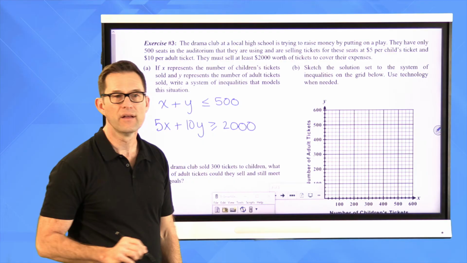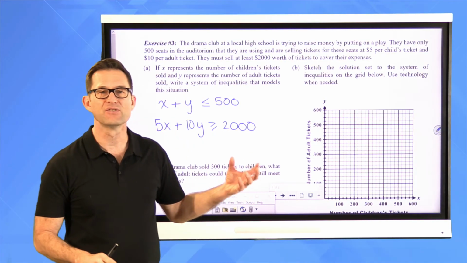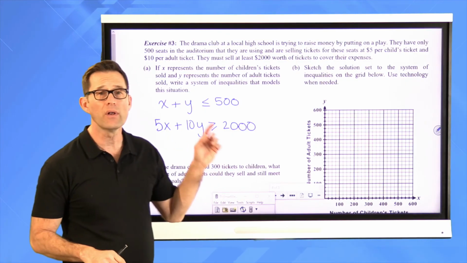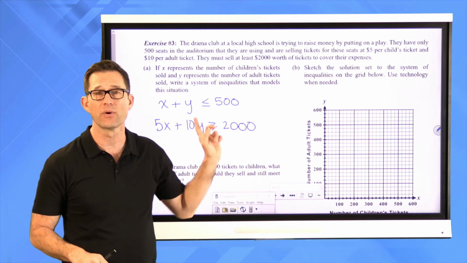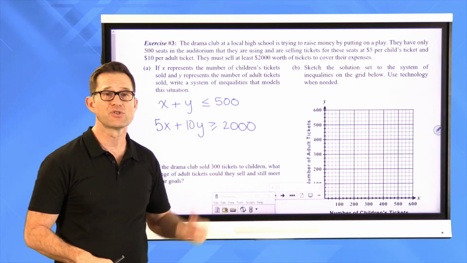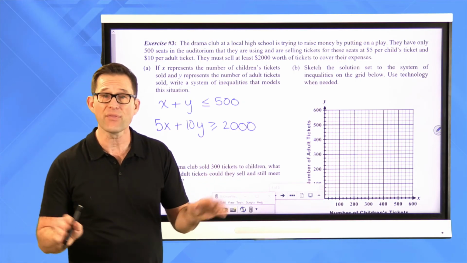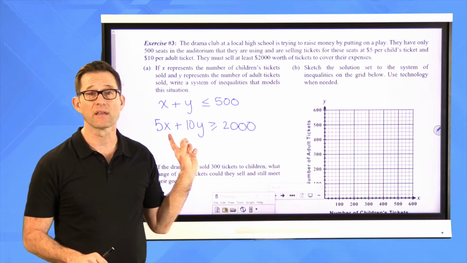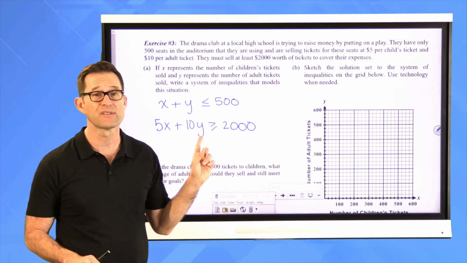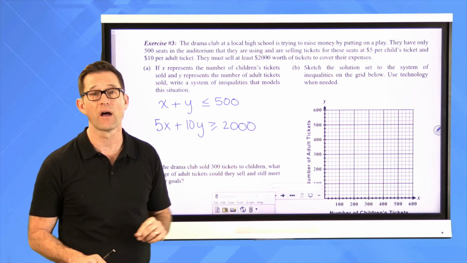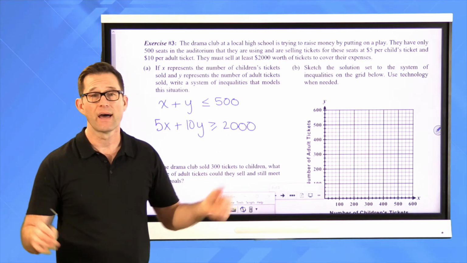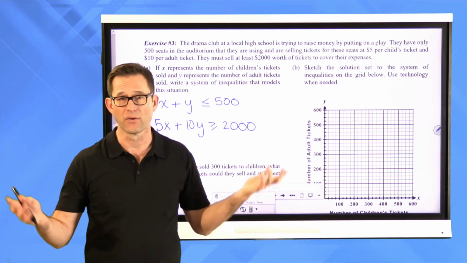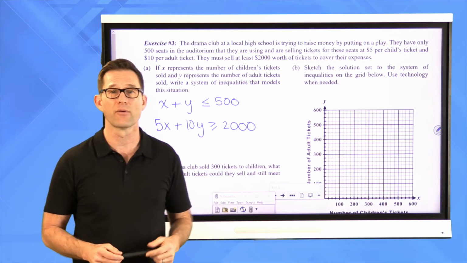All right? So in one case, I've got this constraint that says, look, I can't sell an infinite number of tickets. The total number of tickets I sell has to be less than or equal to 500. The other constraint says, yeah, okay, I get that, but when I add up the money that I make selling the kids' tickets plus the money I make selling the adult tickets, I have to make at least $2,000. Otherwise, maybe the rent on the theater is $2,000, so I got to make at least that just to cover my expenses.